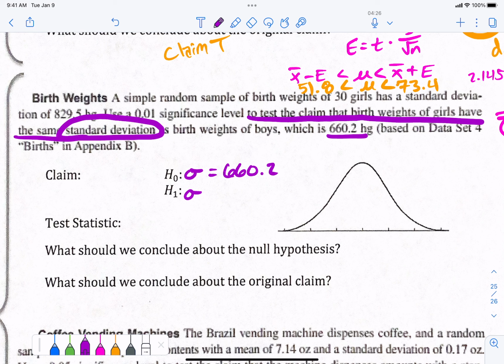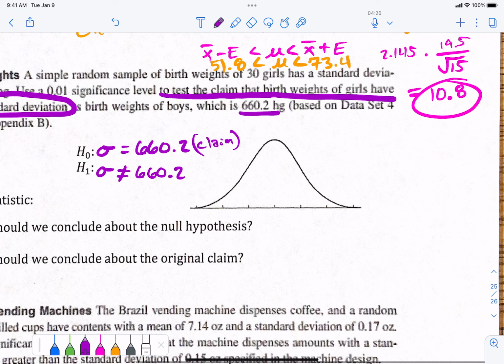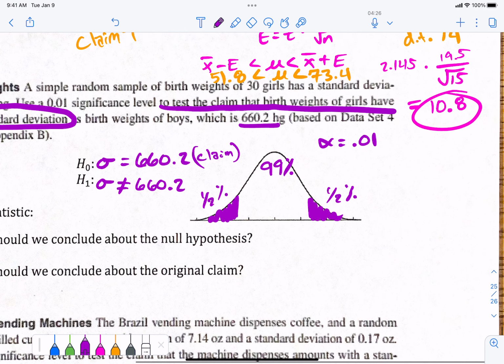What's the bottom one? Greater than, less than, not equal to. Not equal to 660.2. Which one's the claim? The top. Left tail, right tail, two tail? Two. What's the alpha? 0.01. So 1%, which means we have 0.005, half a percentage, in each tail, and in the middle we have 99%.